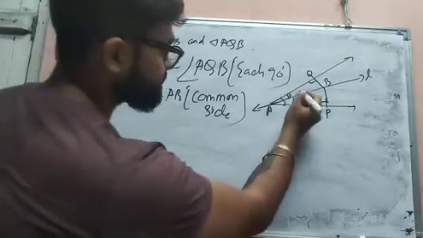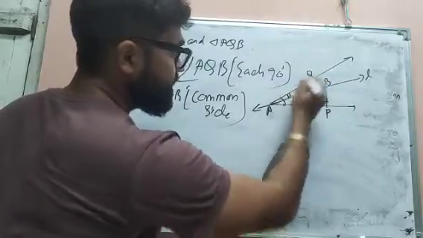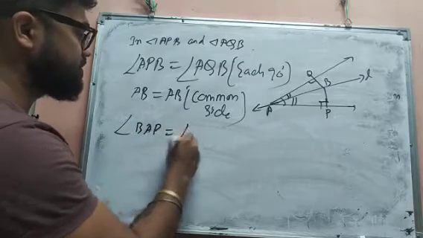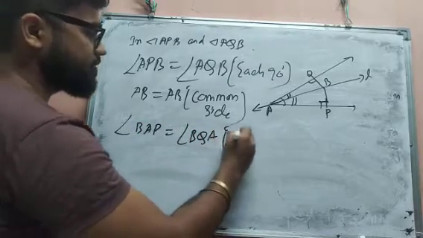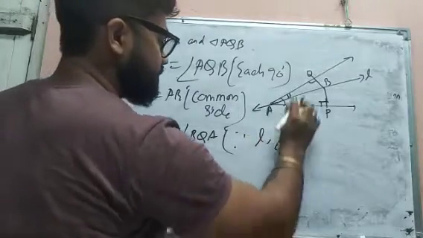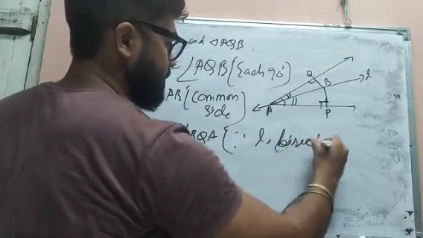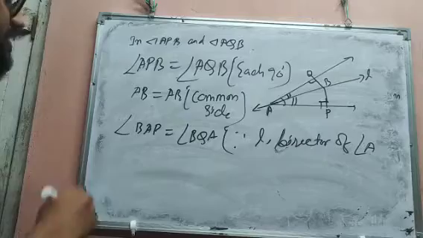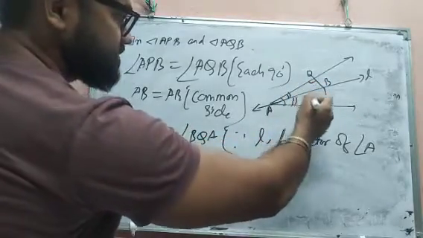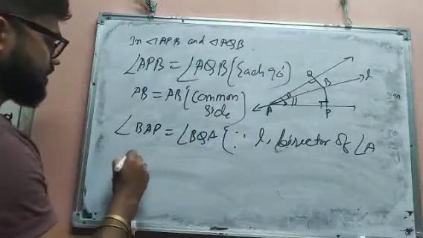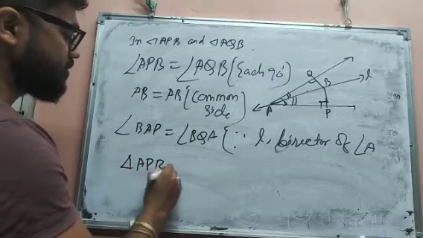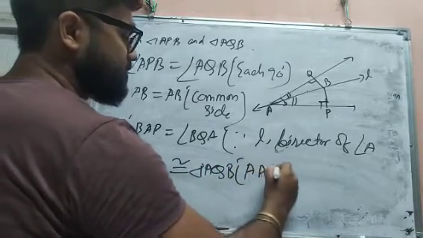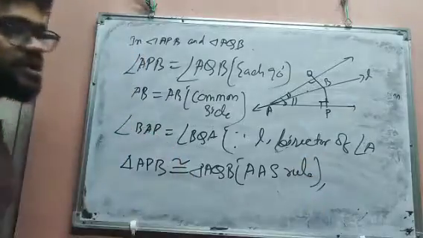Lastly, you can say angle BAP equals angle BAQ, since L is the bisector of angle A. As it is the bisector of angle A, these two angles are equal. So you can say angle, side, angle. So triangle APB is congruent to triangle AQB by the angle side angle rule.